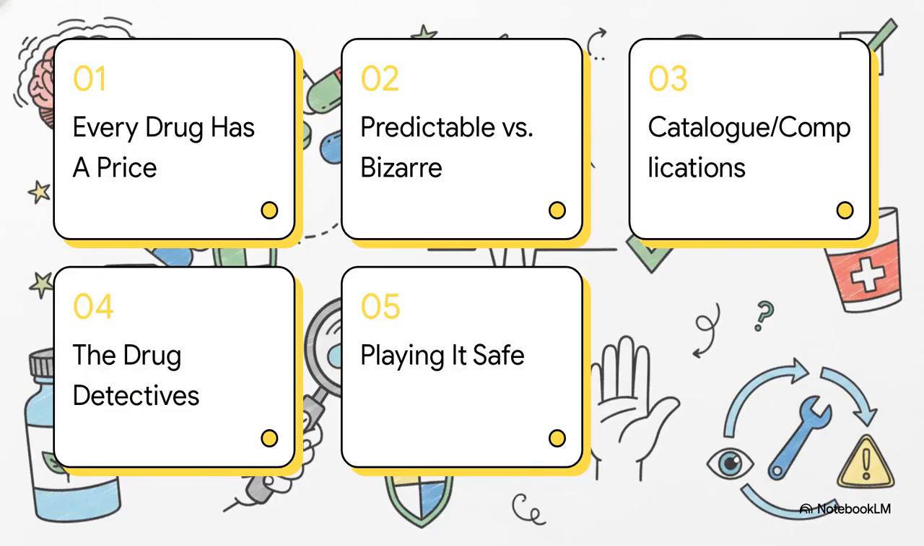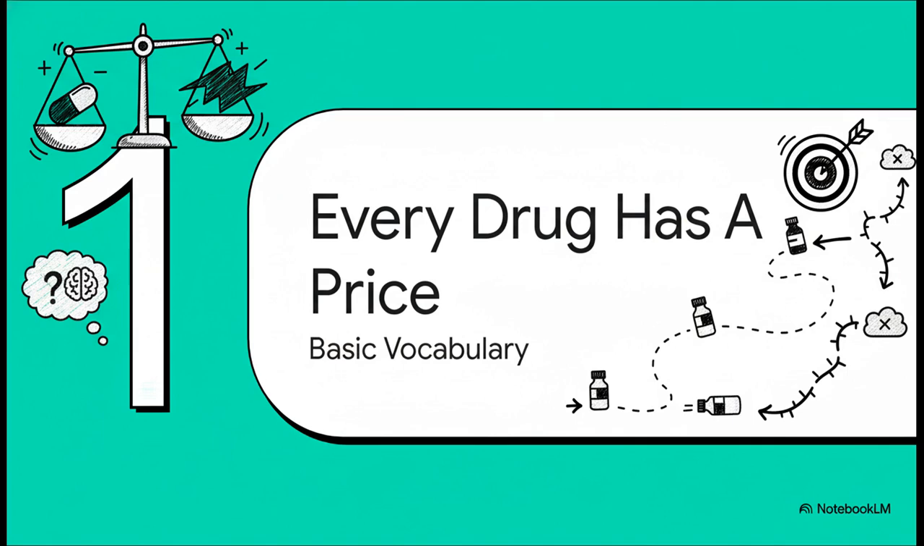So here's our plan for this session. We'll start with the fundamentals, what these effects even are. Then we'll get into how to classify them, the predictable ones versus the really strange ones. We'll look at how we track them, and we'll wrap up with the most important part, how you can play it safe and actually prevent them from happening. Okay, let's get into our first section.